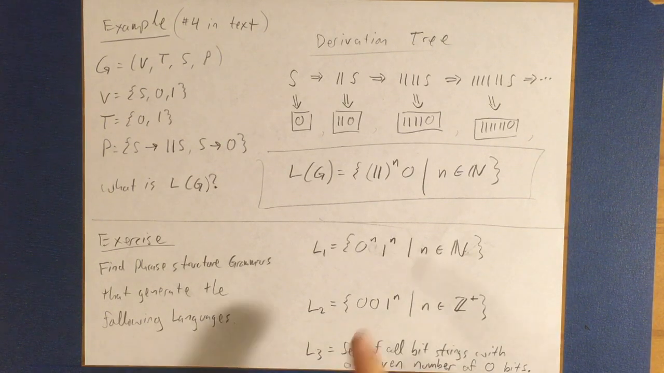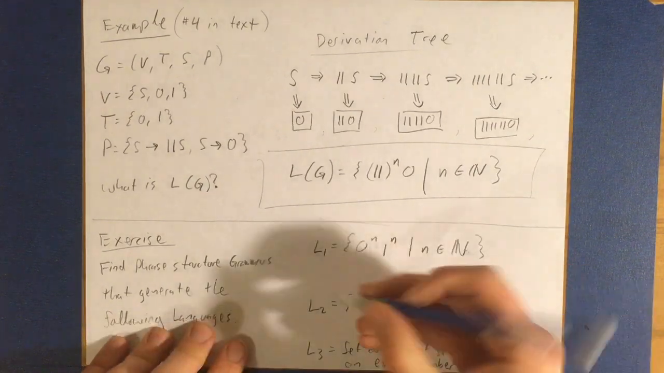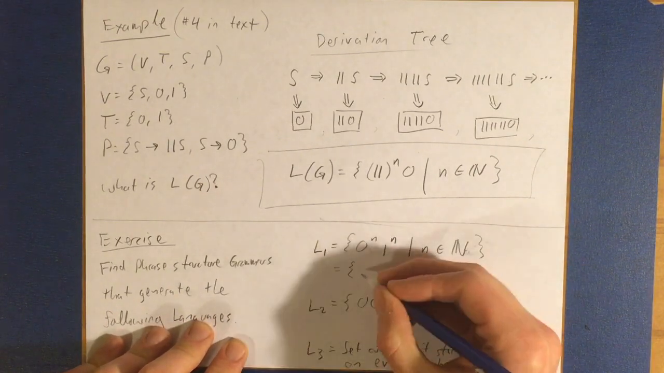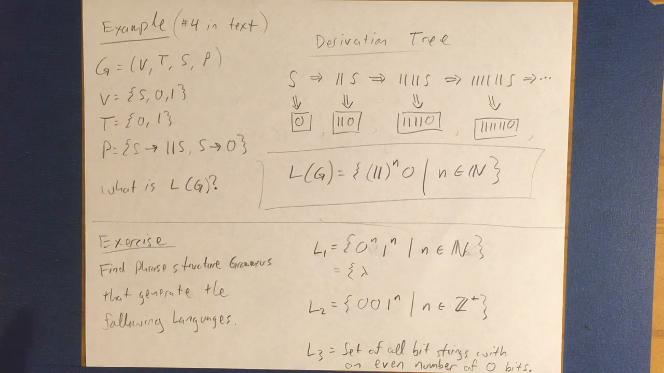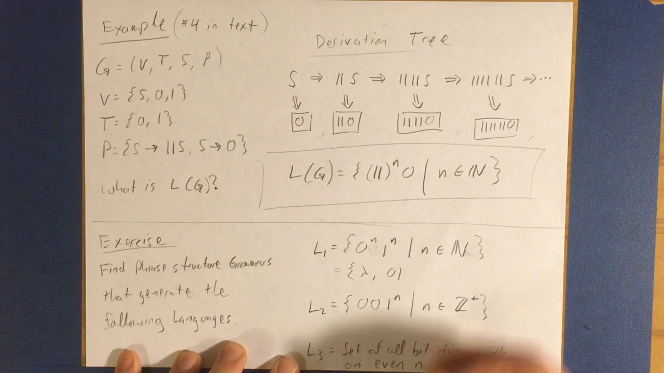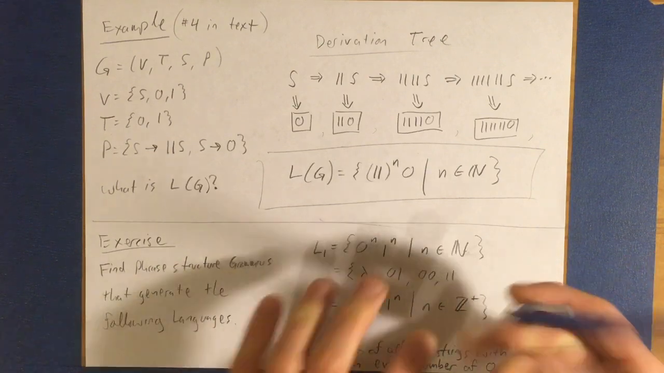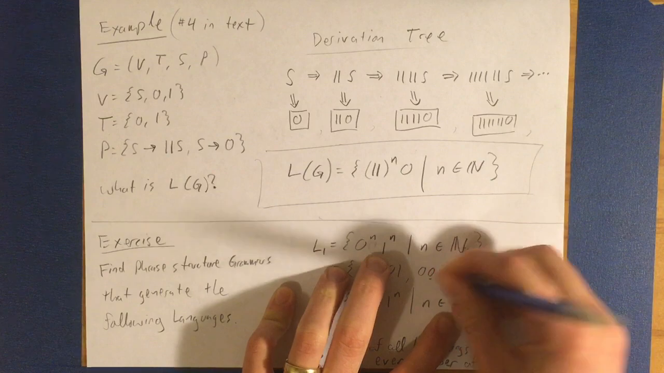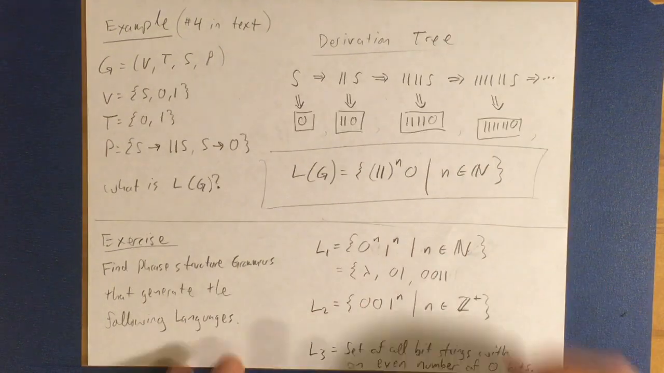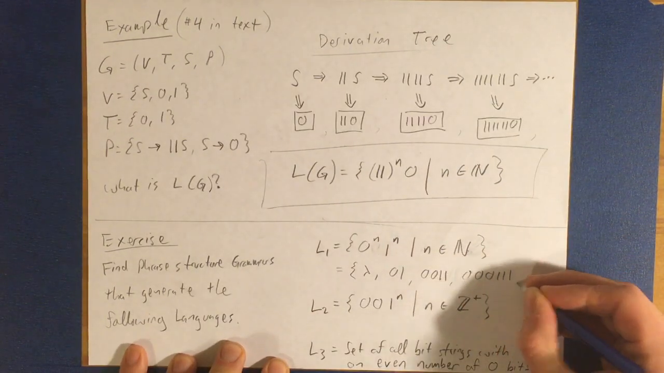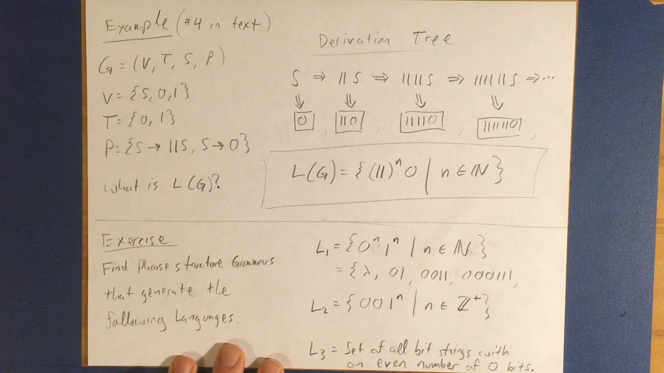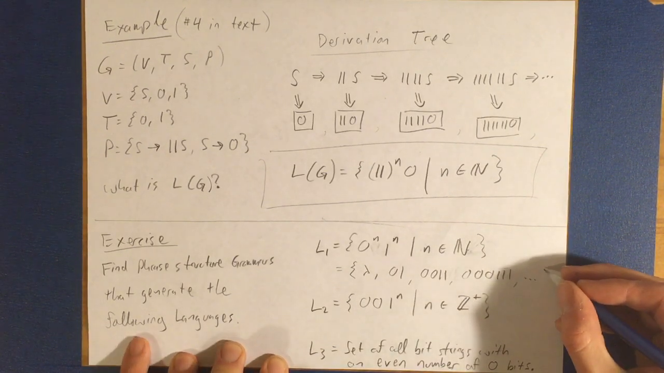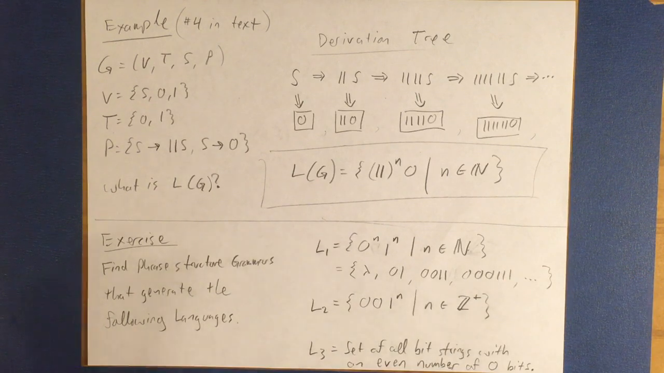It is n zeros followed by n ones, where n is any natural number. That means it could be 0 zeros followed by 0 ones, which means we could have just the empty string, lambda. Or we could have 1 zero followed by 1 one, or 2 zeros followed by 2 ones, or 3 zeros followed by 3 ones. But the key is that the number of zeros and the number of ones are equal, right? And so on. So that's language 1.